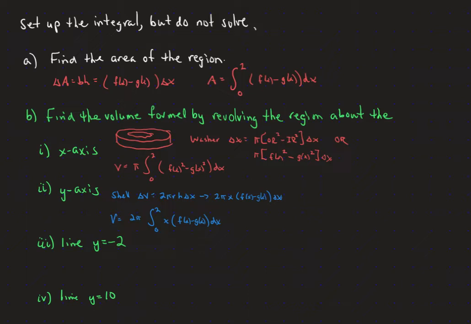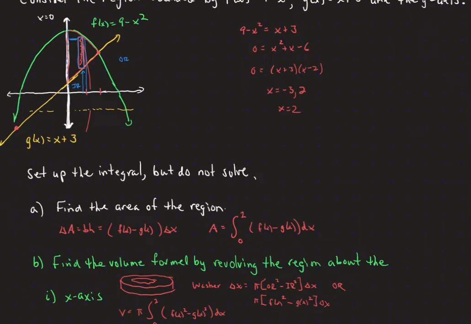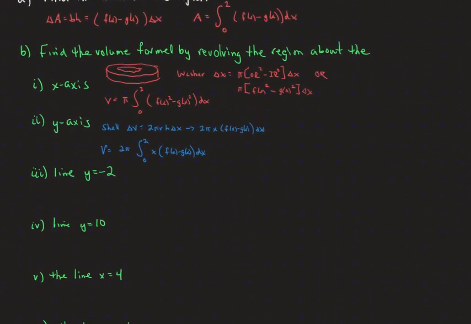Now on the next one, y equals negative 2. Y equals negative 2 is going to be a horizontal line down here. So now when we spin our rectangle around that line, if we spin that around and then pull it out, it's going to look like another big washer. So this is another washer.